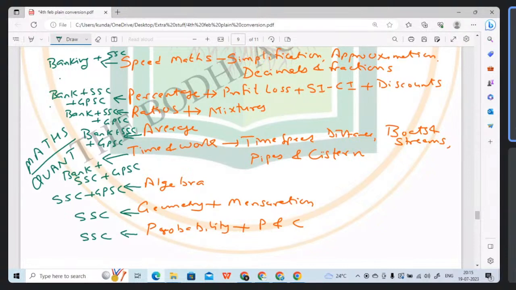So this is the bifurcation which most of the students do not know: what to study, what not to study. But if any student wants to attempt all the exams, you have to study each and everything, because it is relevant for all the exams. Okay, so we will be covering the topics one by one. In week one, we will take speed maths, then simplification, approximation, decimals, fractions, and some tricks on the above topics.